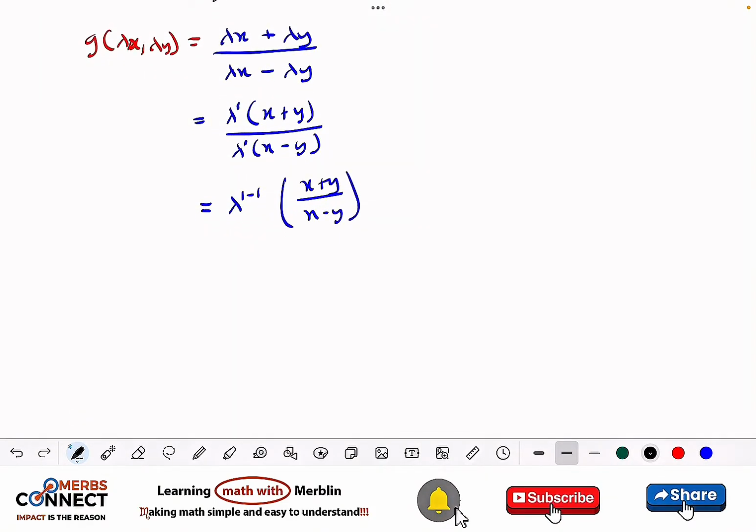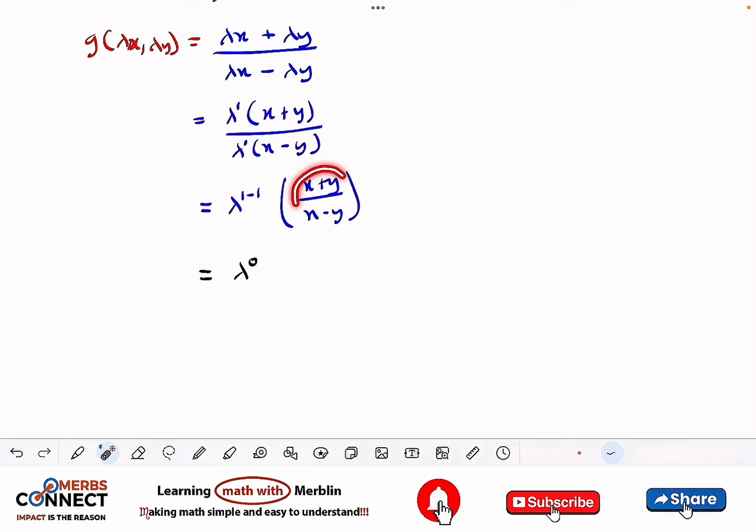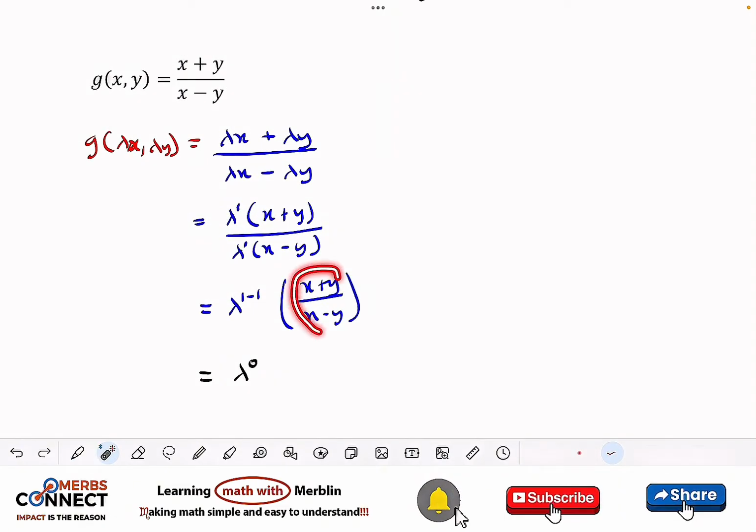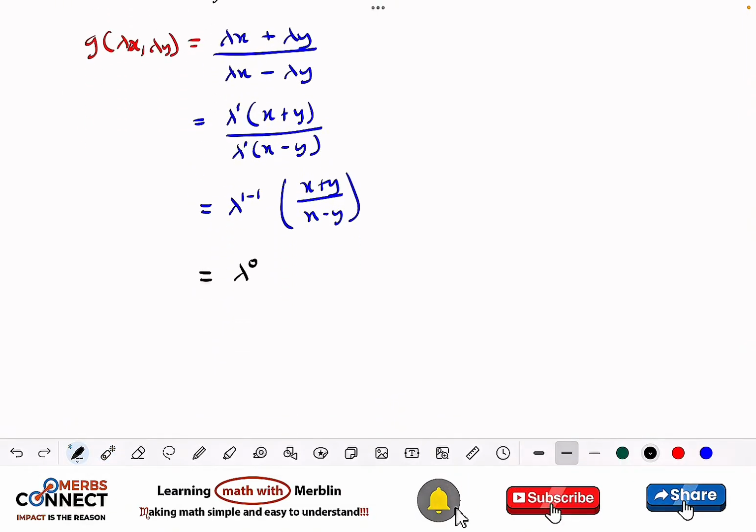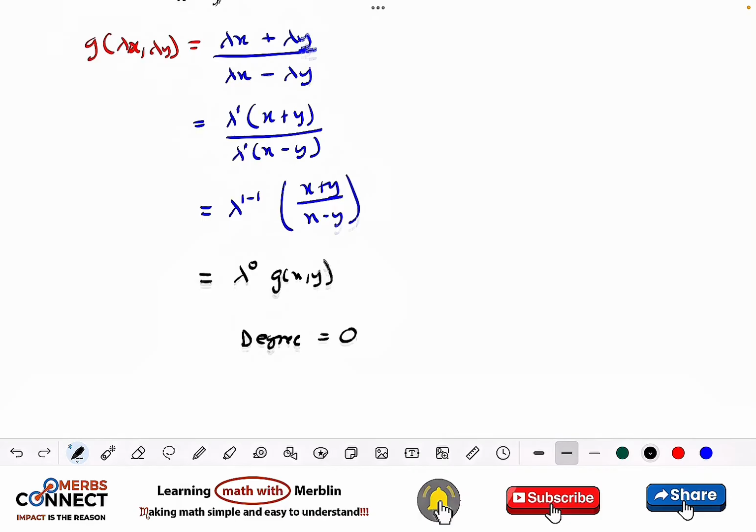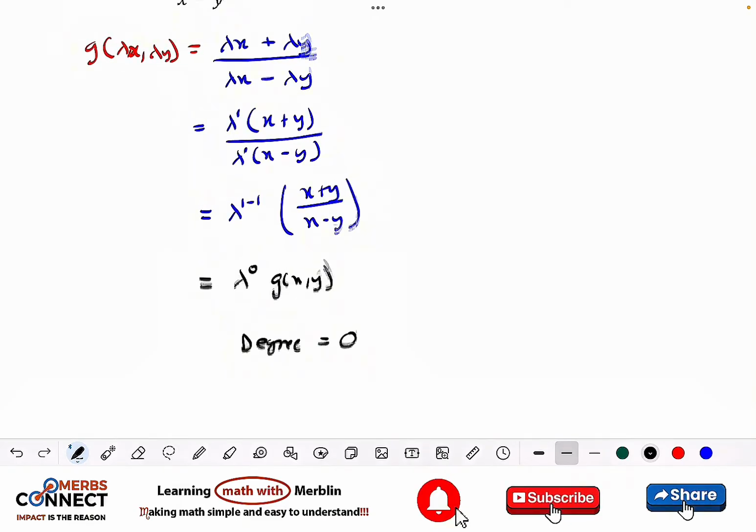We are going to have something like this, lambda to the power 0. And the function x plus y divided by x minus y is this, which is h of x, y. So I was able to get my h of x, y out. And here the degree is equal to 0. So the function is homogeneous and the degree is 0.